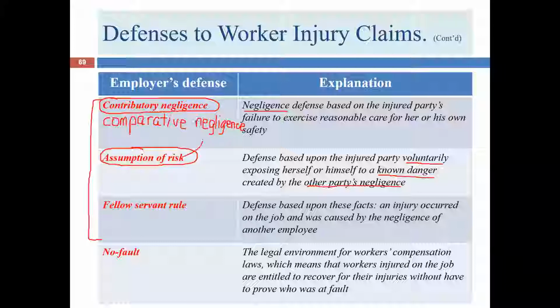For the most part, comparative negligence has replaced assumption of risk in modern day tort law, though there are some remnants of assumption of risk. But keep in mind, comparative negligence didn't exist in 1880.